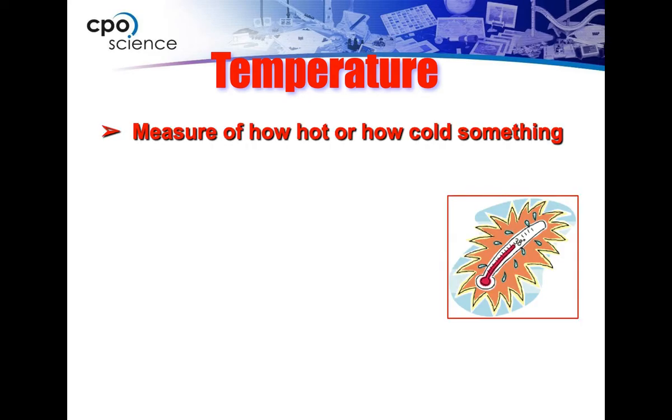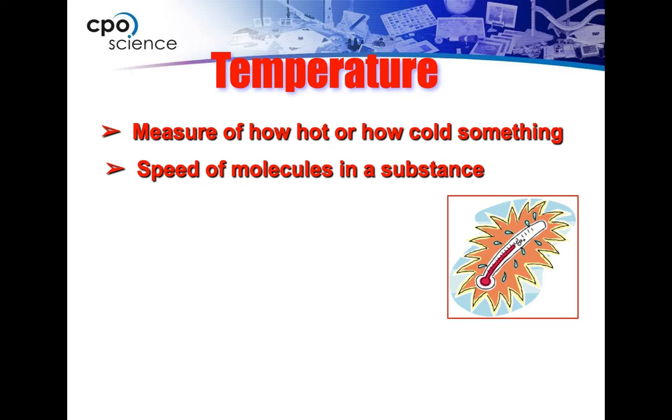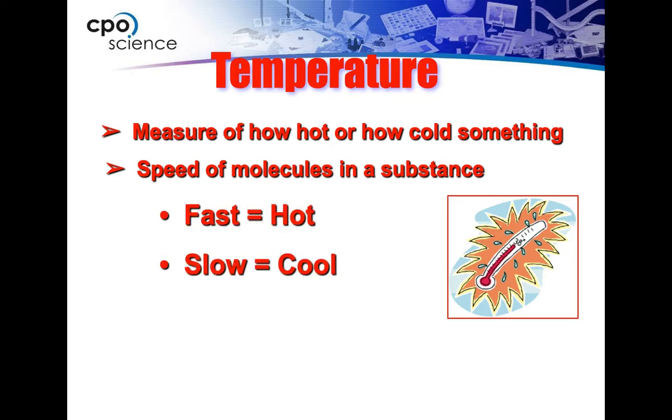Temperature. We are very familiar with temperature, especially living in Minnesota because we have such fluctuations in temperatures. Temperature is a measure of how hot or how cold something is. Really what you're actually doing is measuring how fast molecules are moving. So the faster the molecules are moving, the hotter that substance is. The slower those molecules are moving, the cooler it is.